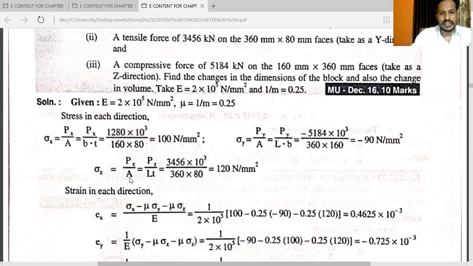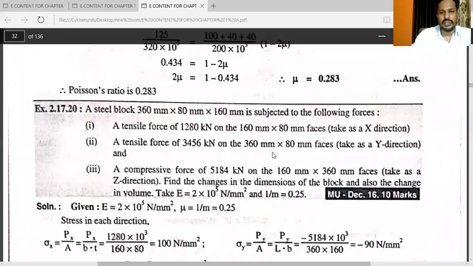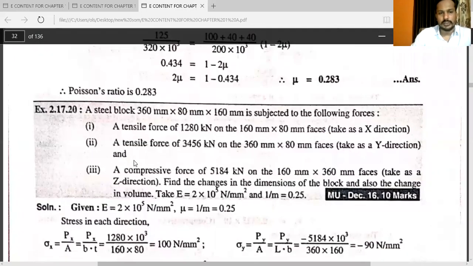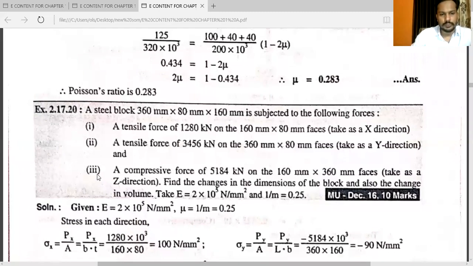And sigma z is also given, that is 3456 into 10 raised to 3. Area is given, that is 360 into 80. See here, area is given. See, there is a minor change. Please note down this change. The third point is related to y direction, and the second point is related to x direction, z direction.